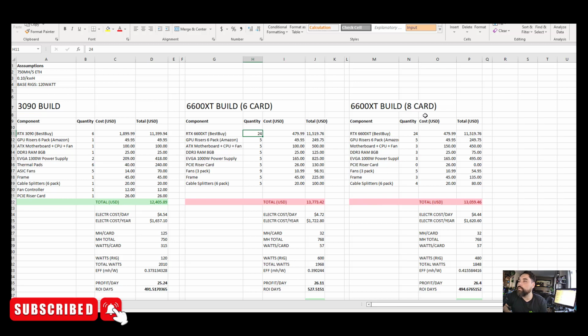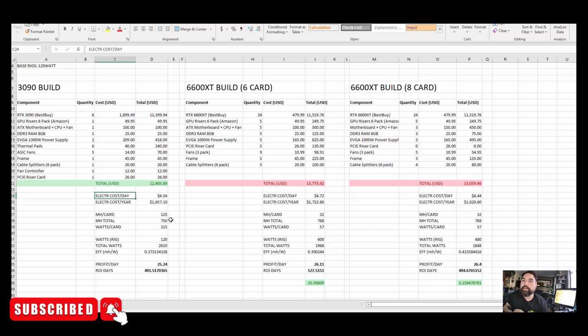And for the eight card rigs for the 6600 XTs, we got a total rig build of 13,059.46. Okay, so if you take a look at the breakdown, we've broken down extra motherboards, extra risers, extra fans, frame, and splitters for the various builds here. A 1,000 watt power supply should be fine. We could probably get away with 850 watt power supplies even, which will lower the overall cost as well.